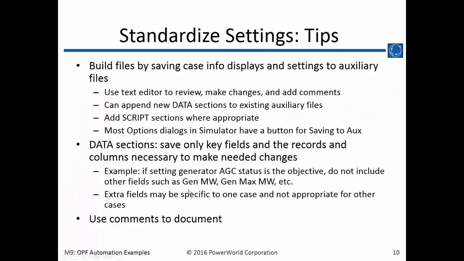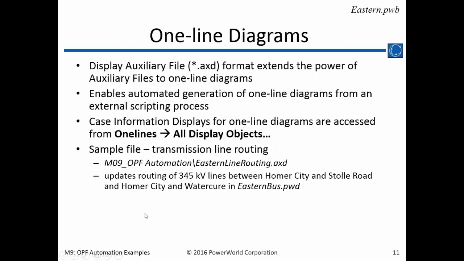And again, don't include extra fields when you save stuff out to a data section is a good tip. For example, if you want a file that sets the AGC status for a bunch of generators, don't include in the data that you save out to the auxiliary file the generator megawatts, because the next case that you work in, you might not want those values for generator megawatts. If you want to set the AGC, save out the key fields and the AGC status and none of the other fields. And of course, you can use comments once you create things.